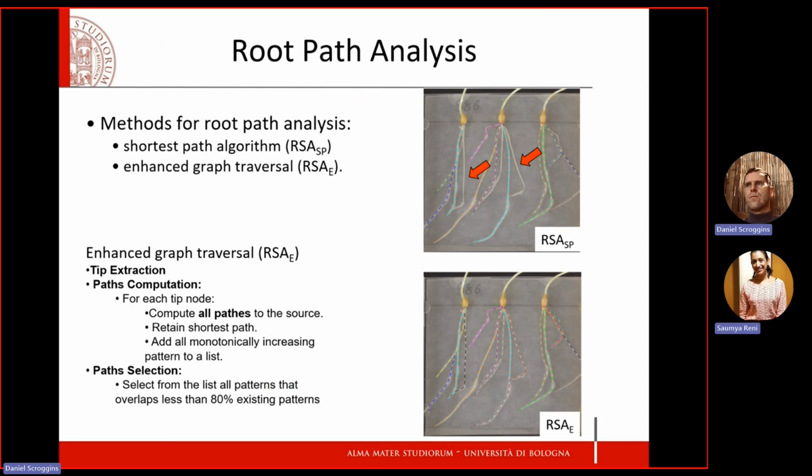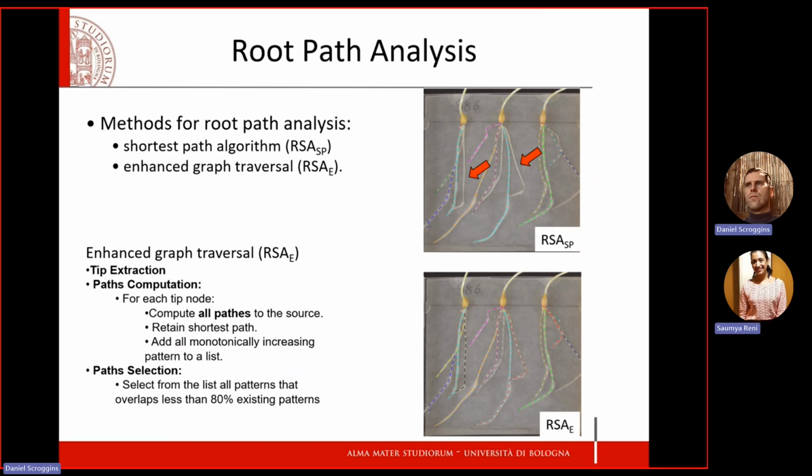The first algorithm that we tested is very simple: the shortest path, which tries to find the root, the minimum length route from each tip to the source, that is the seed.